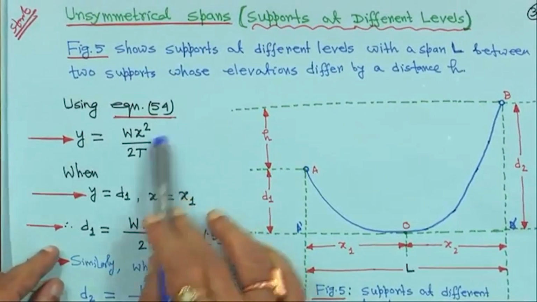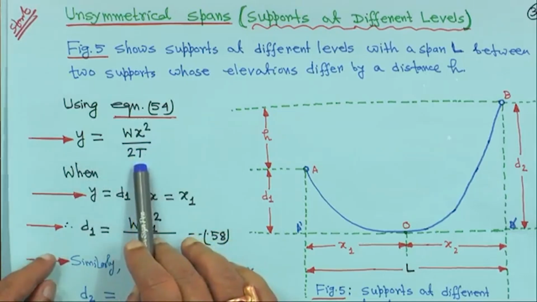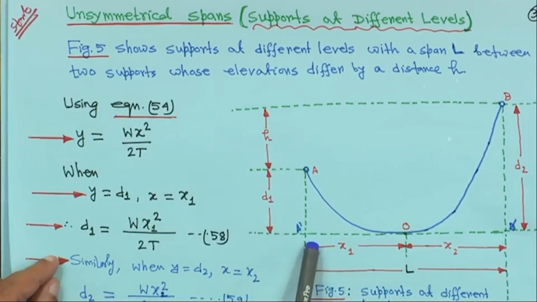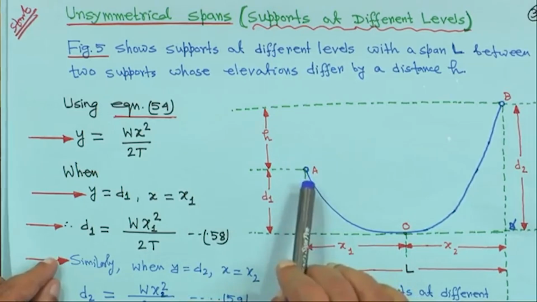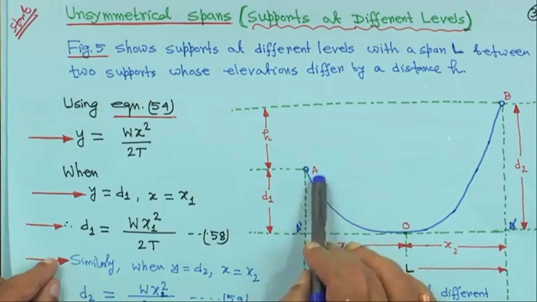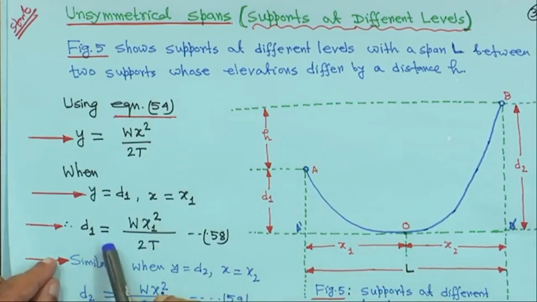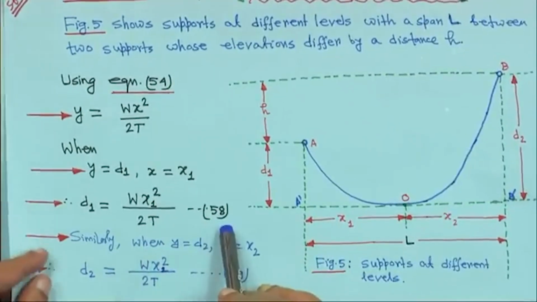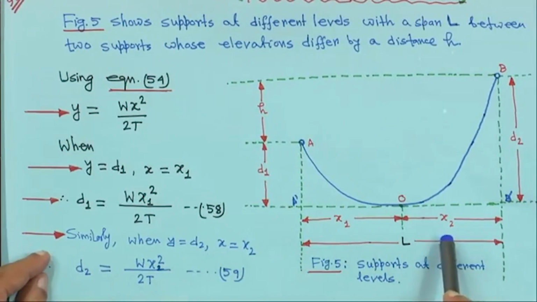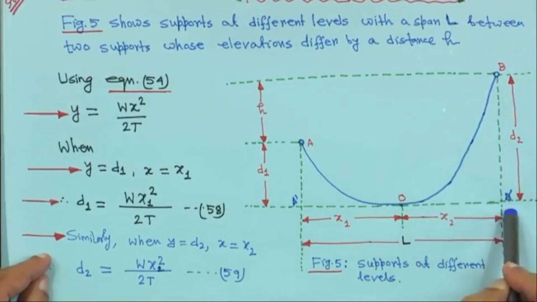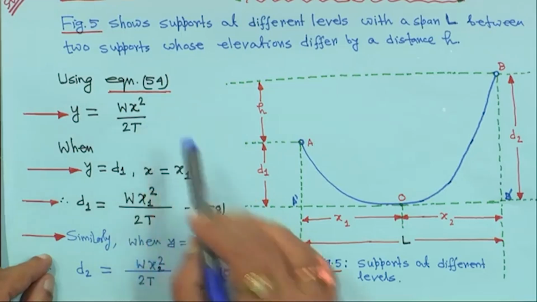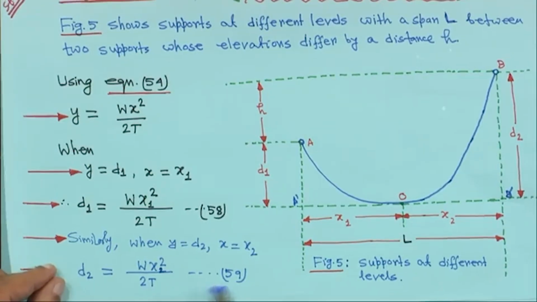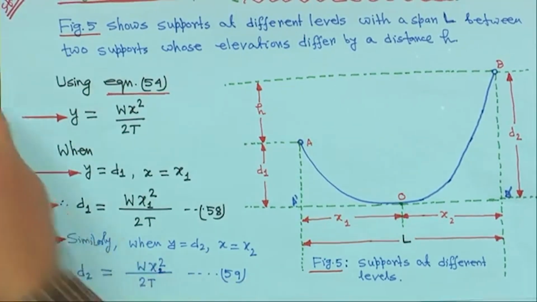Now from equation 54 we know that y is equal to w x square upon 2t. When y is equal to d1, x is equal to x1, that is the coordinate of the point, x1, d1. So you can write d1 is equal to w x1 square upon 2t, this is equation 58. Similarly, when y is equal to d2, x is equal to x2, you substitute in this equation and you will get d2 is equal to w x2 square upon 2t. This is equation 59.